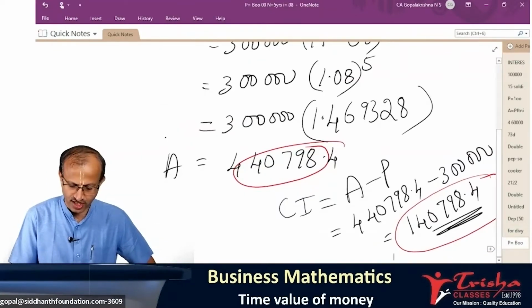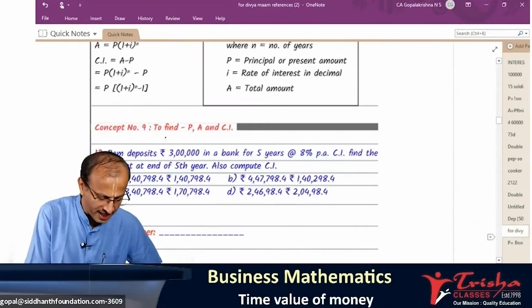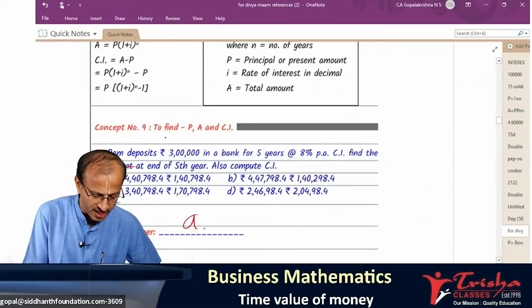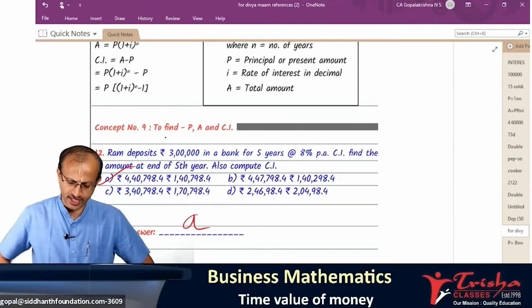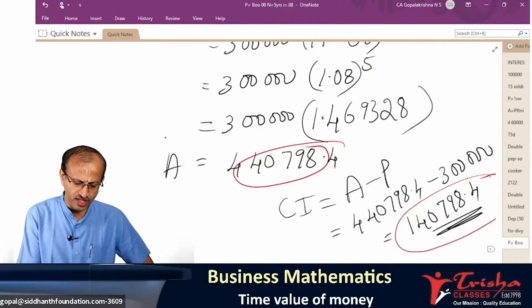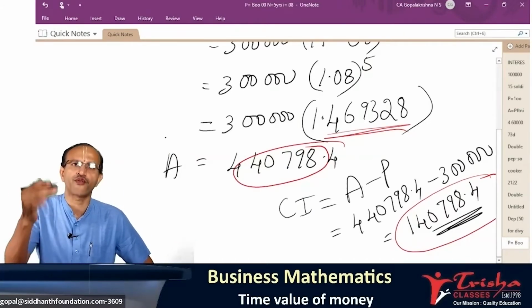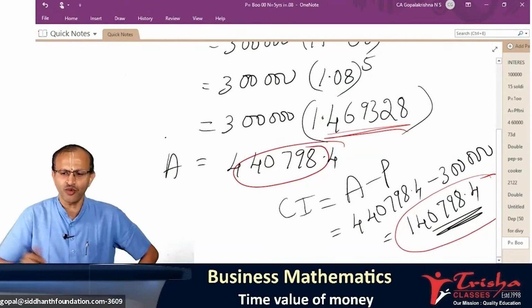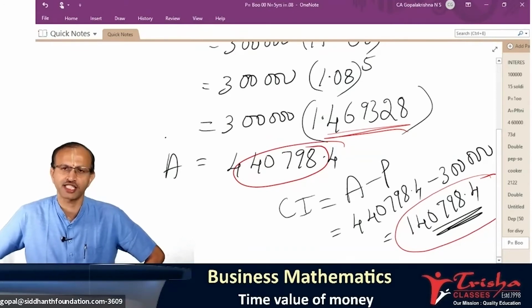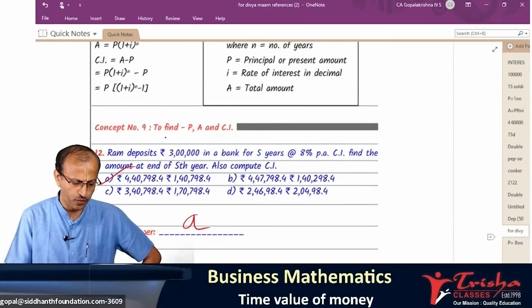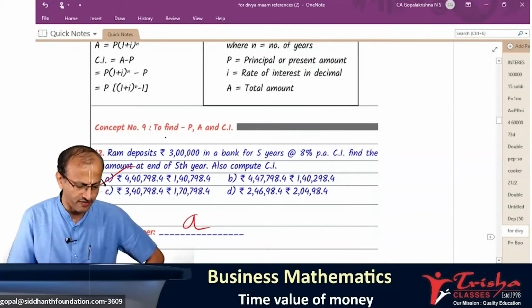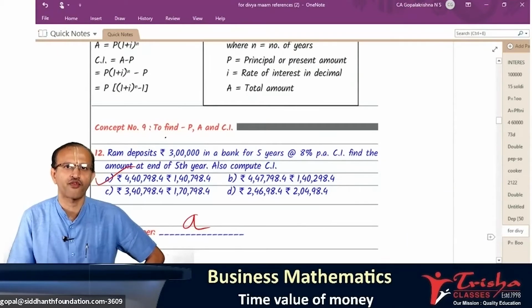Shall we look at the options there? 4,40,798 and 1,40,798. The right answer choice is option A. How many decimals should we take? When you work out power 4, 5, 6, take a minimum of 6 decimals. All of us will take 6. The option is A, 4,40,798.4 and 1,40,798. Is that clear to everyone?